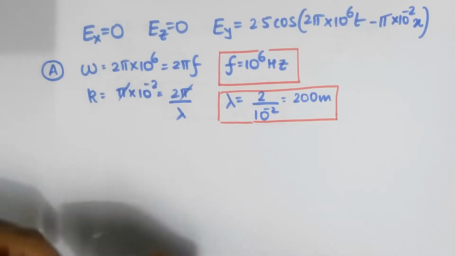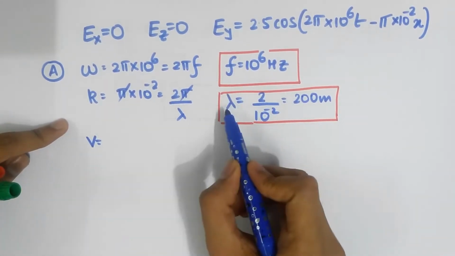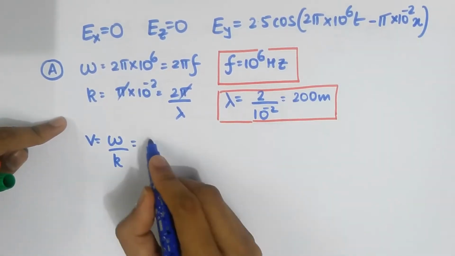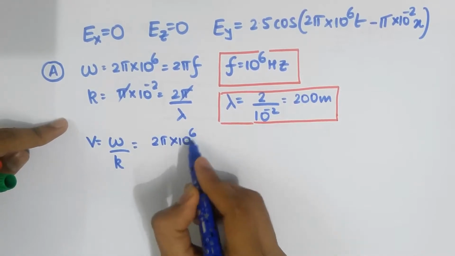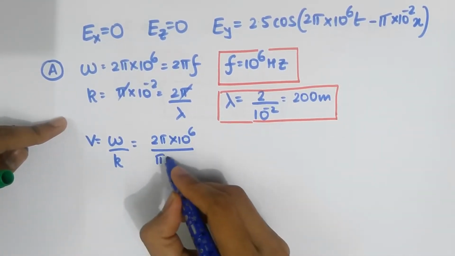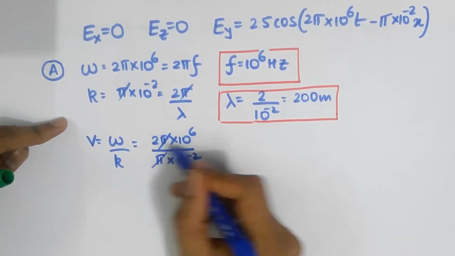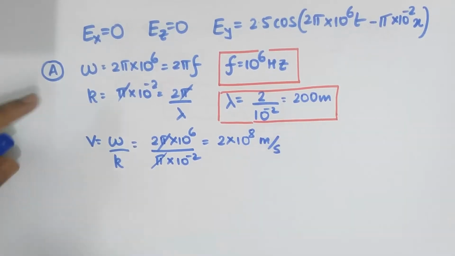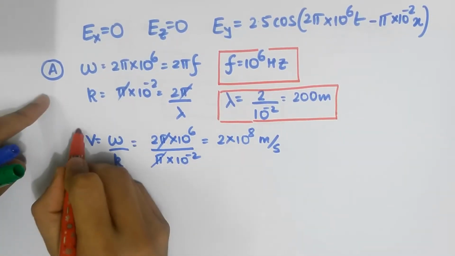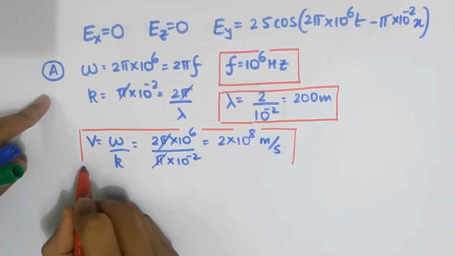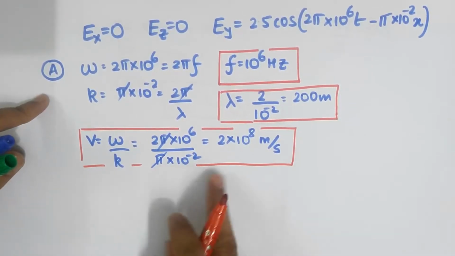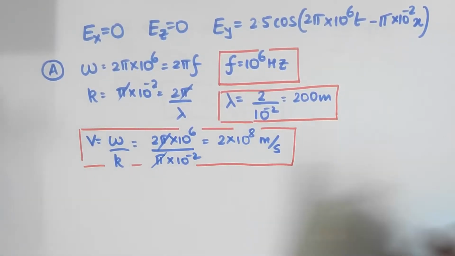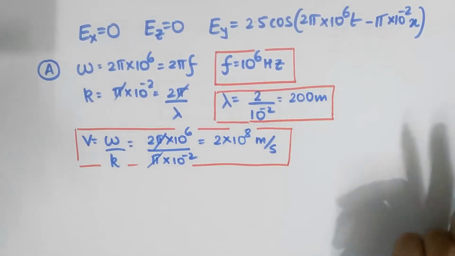Now comes the velocity part of it. We can calculate velocity as f times lambda, or we can just do omega by k. I'll just do omega by k. Omega is 2π times 10 to the power 6, and k is π times 10 to the power minus 2. This cancels. You get 2 times 10 to the power 8 meters per second. That's the velocity. I'm pretty sure you have heard that the velocity of light is 3 times 10 to the power 8 meters per second. So how is it 2? Well, that's only in vacuum, so this is not vacuum. In fact, you know what else we can figure out? It's not asked, but let me just do that.